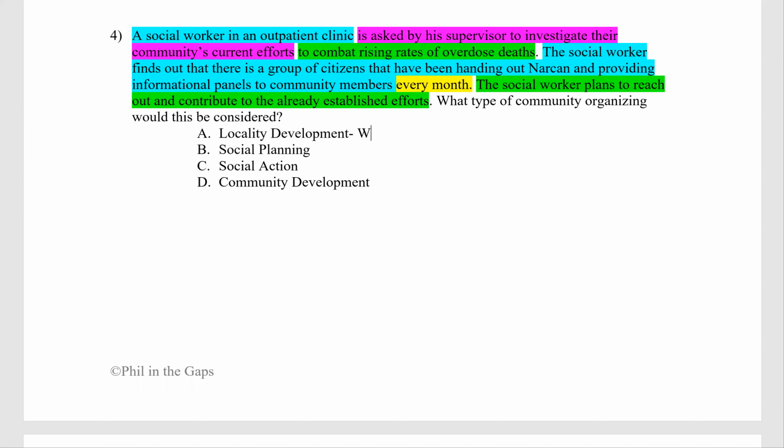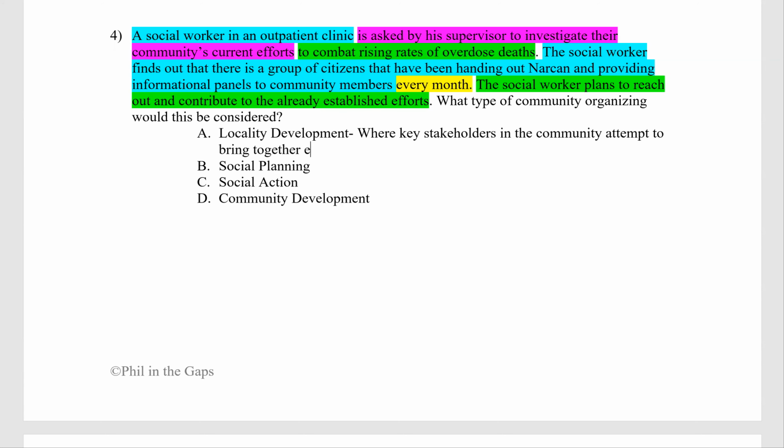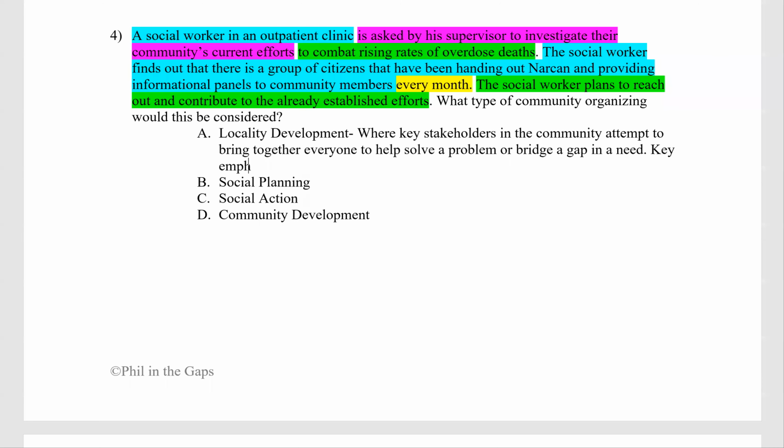A, locality development is where key stakeholders in the community attempt to bring together everyone to help solve a problem or bridge a gap in a need. And the key emphasis is on locals. Why? Because the locals are going to be doing it all on their own.